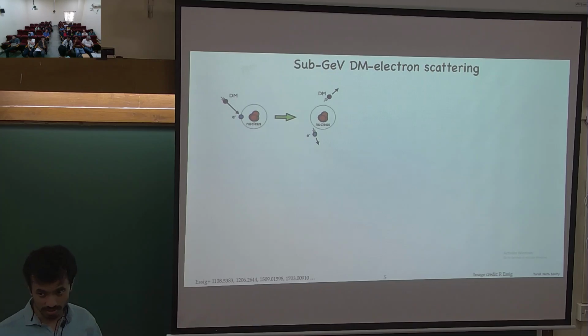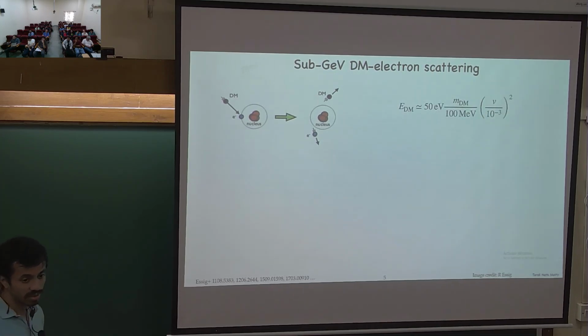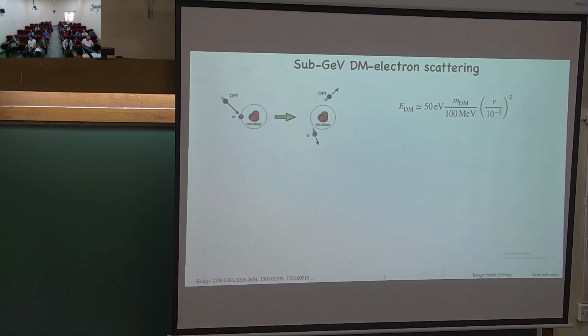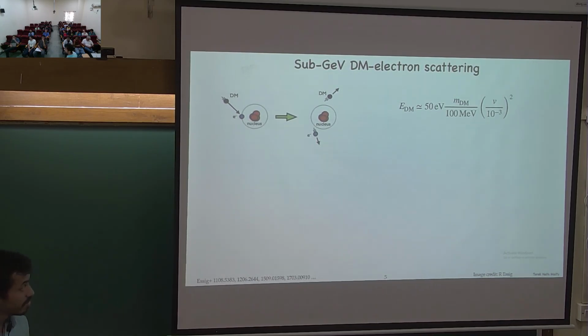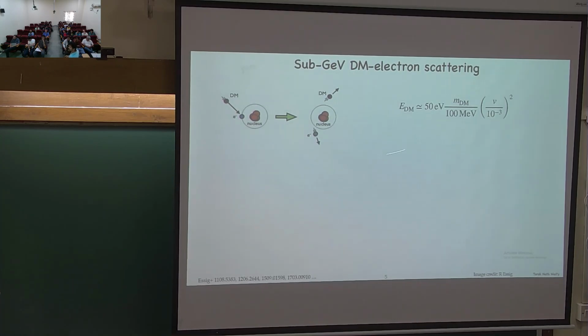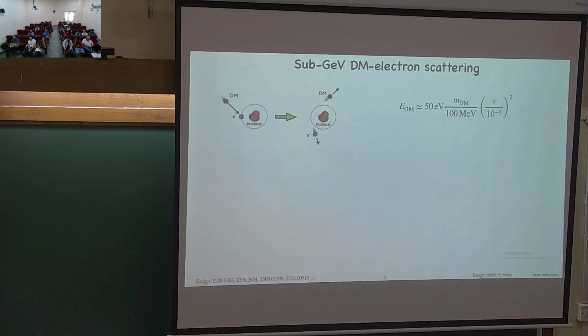Now to put things in perspective, what I am showing you here is the energy content within a dark matter particle. As I said, I'm interested in dark matter with masses less than the proton mass, at the sub-GeV scale, so that's why I put the numbers in that regime. If you have a dark matter mass of, let's say, hundreds of MeV, and typical dark matter velocities in natural units are 10^-3 c, the energy content is about 50 eV or so.